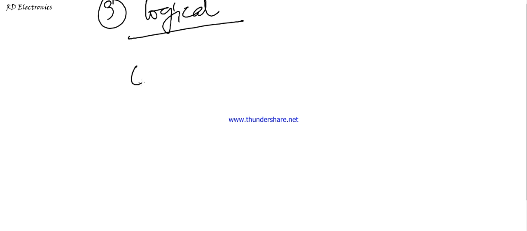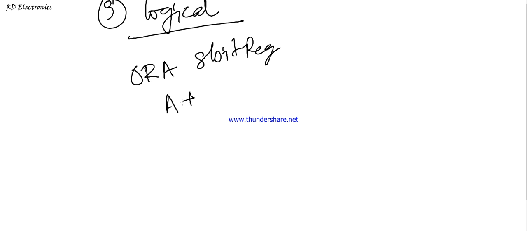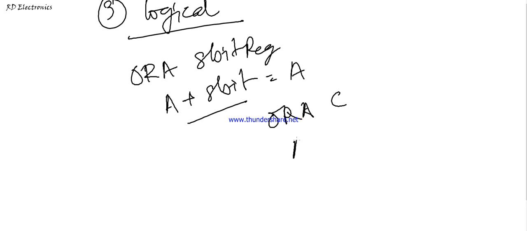So first of all, OR. What is the meaning of OR? That means OR operation with accumulator. Here we include an 8-bit register. That means the accumulator content and this 8-bit register content are ORed with each other, and the result is stored in the accumulator. For example, OR D, OR C, that means accumulator content and C content are ORed with each other, and the result is saved in the accumulator.